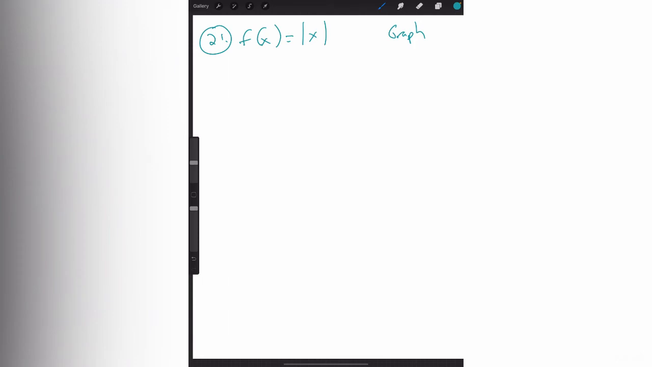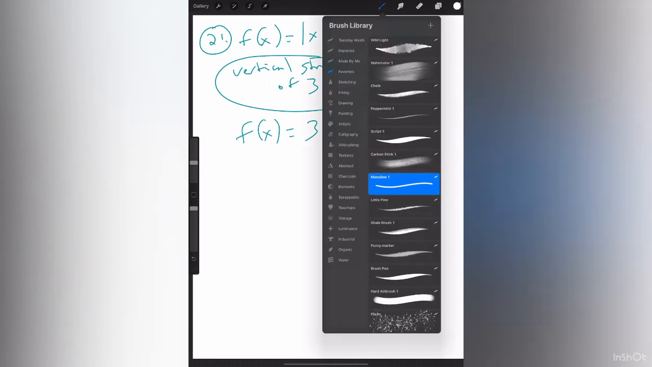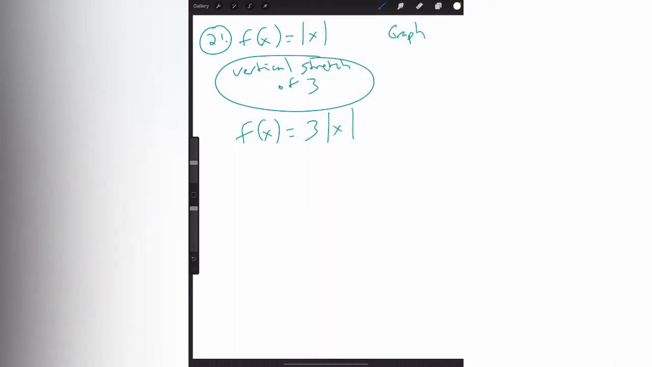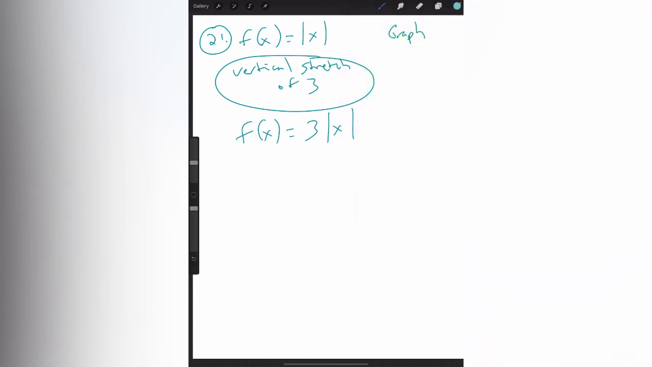It says the 3 out in front, okay, then describe the transformation. We've actually added a number out in front, the 3, and the 3 out in front gives it a vertical stretch of 3. It looks like this, f of x is equal to 3 times absolute value of x. Okay. What's going on now? I changed the color on me. I'll use this.